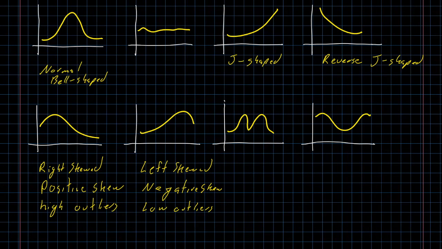The last one on the top row is known as a flat distribution for very obvious reasons. A flat distribution tends to be fairly symmetric. It tends to, unlike the normal distribution, it doesn't taper off. It stays about the same everywhere.